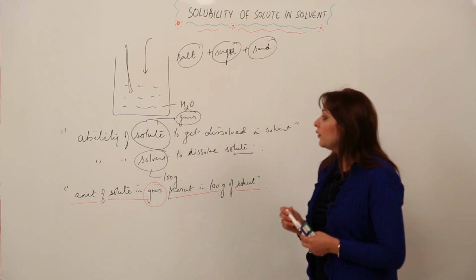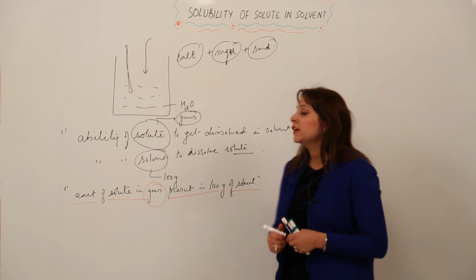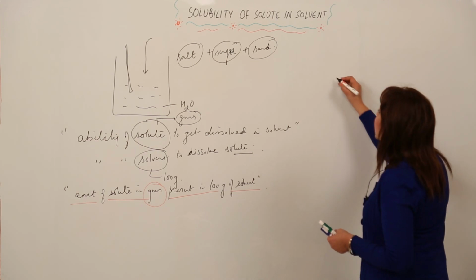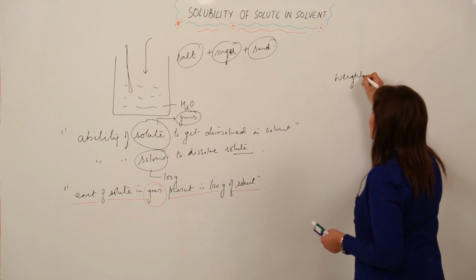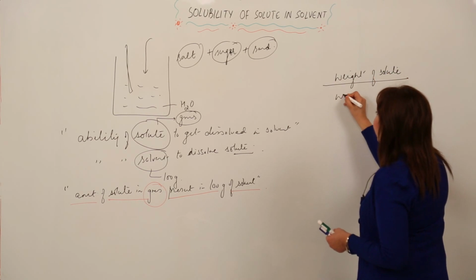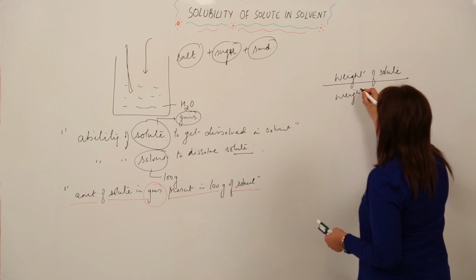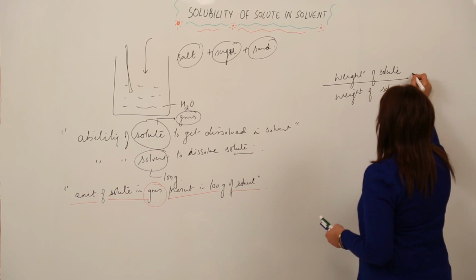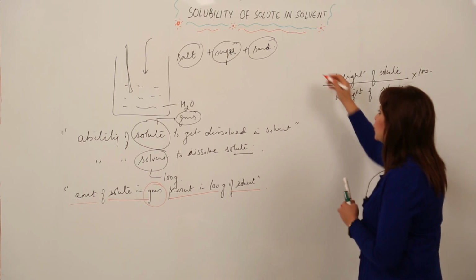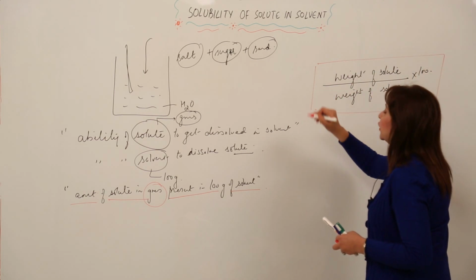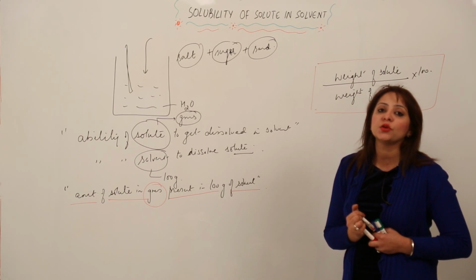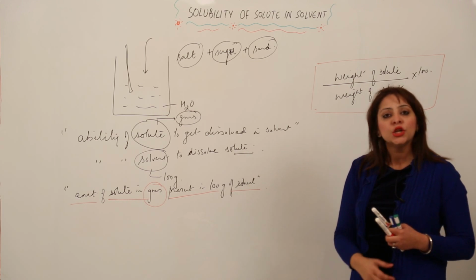And the mathematical relation we are going to use to get the solubility is the weight of solute divided by the weight of solvent, into 100. By doing so, we get the solubility percentage, that is, how much weight of solute is actually getting dissolved in 100 grams of the solvent.